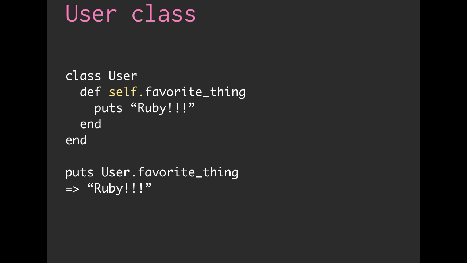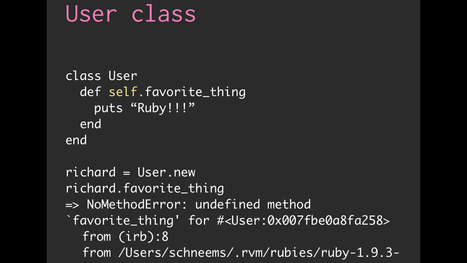And whenever you call it, it is going to output Ruby!!! So if we put User.favorite_thing, we get the output that we would expect. If we try this on an instance, so we create an instance with User.new, assign it to a variable, and call favorite_thing on that variable, we're going to get an undefined method error, because right now we only defined the class method, but we haven't defined the instance method. We can have a class method and an instance method with the exact same name. That's perfectly fine.